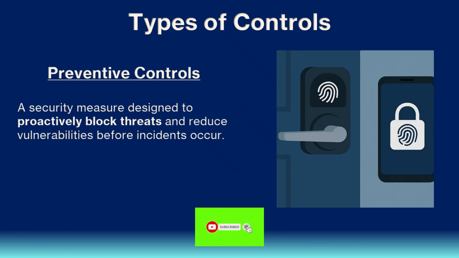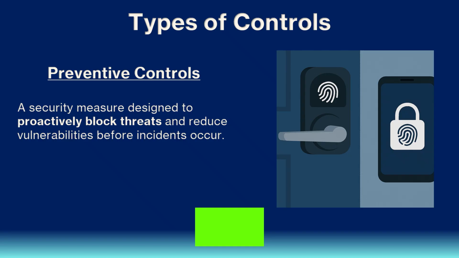Next is preventive control. Preventive controls are the frontline defenses. They are designed to stop harmful actions before they happen. Think of physical locks. They block unauthorized access and keep threats out right from the start. So that is preventive controls.